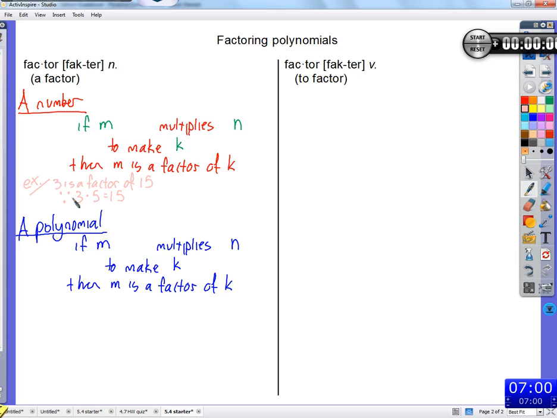Now, if we wrote it the other way, just to go off of what Dakota said, 3 times 5 equals 15, therefore, 3 is a factor of 15. We can do it that way, and then we use the triangle the other way. We turn it right side up. Just a little tidbit.